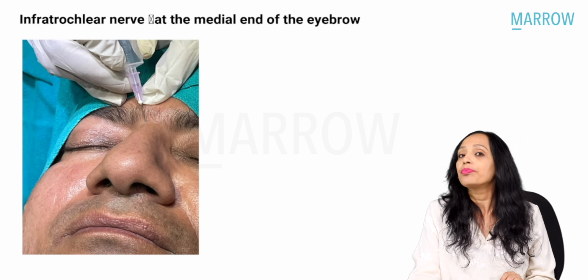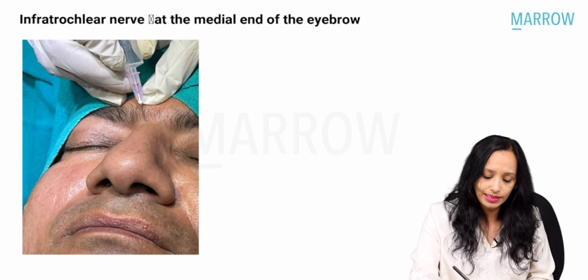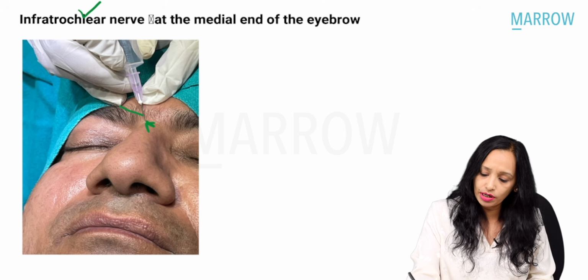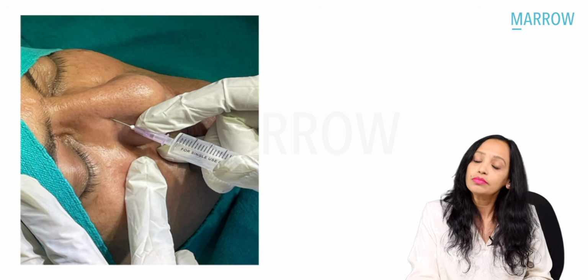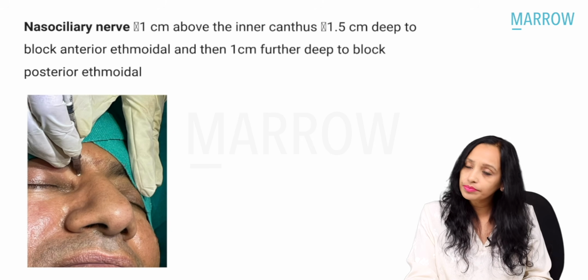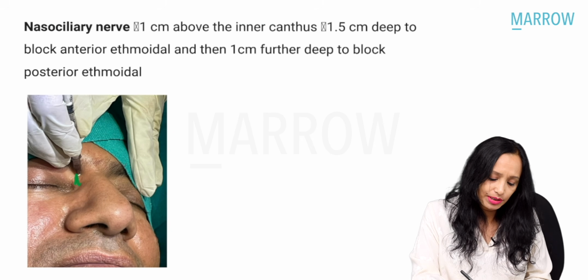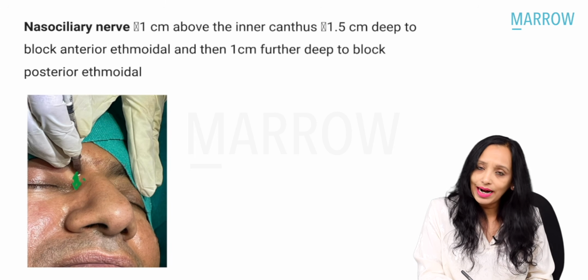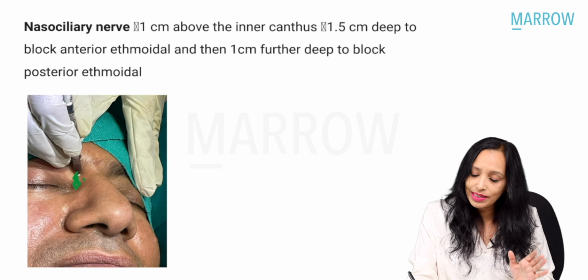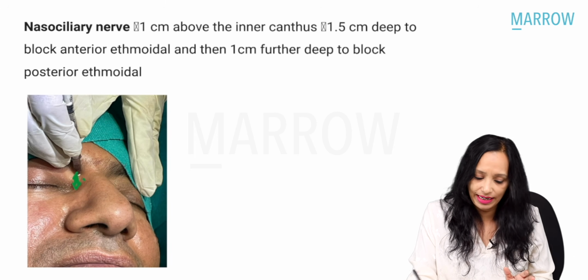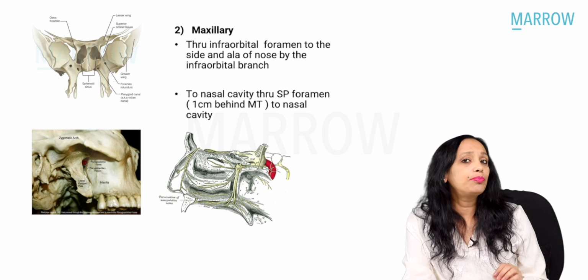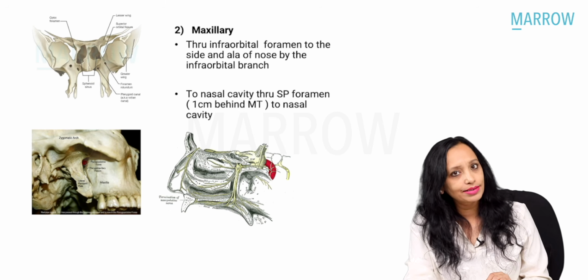Yes, so tell me which nerve is being anesthetized? Yes, at the medial end of the brow, this is infratrochlear. Very good. External nasal. 1 centimeter above the medial canthus, and deep to that, yes, that is the nasociliary, right?